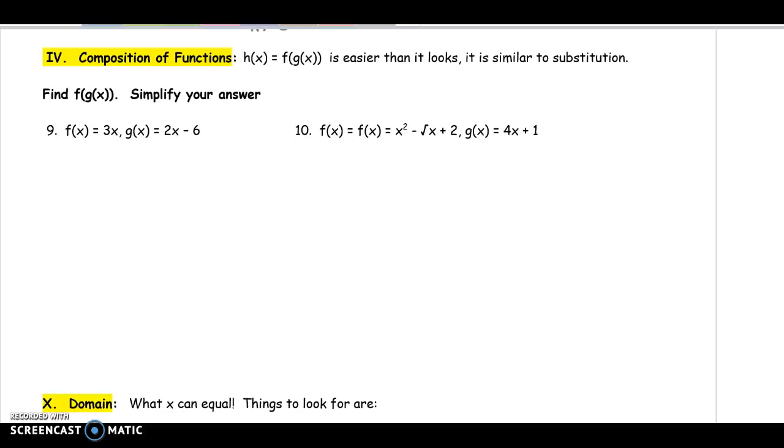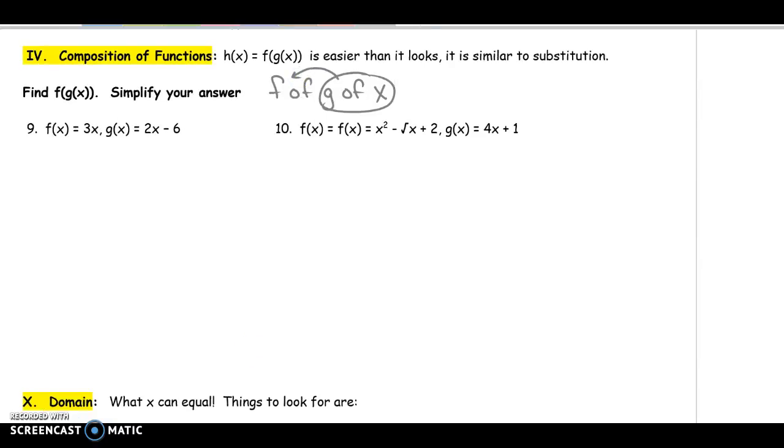So we are going to find f of g of x. f parentheses g parentheses x means f of g of x. It means we are going to take the g function and plug it into the f function. It's basically substitution. I'm going to use colors as much as possible to help you see this. Our f function is 3x. Our g function is 2x minus 6. They want us to do f of g of x.